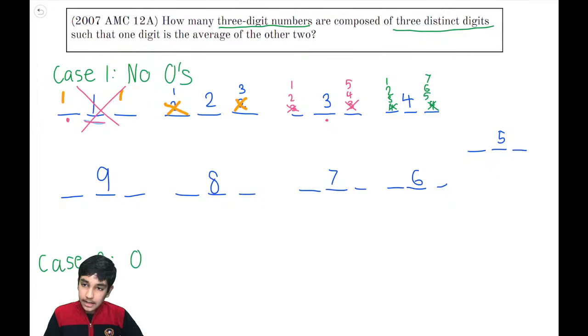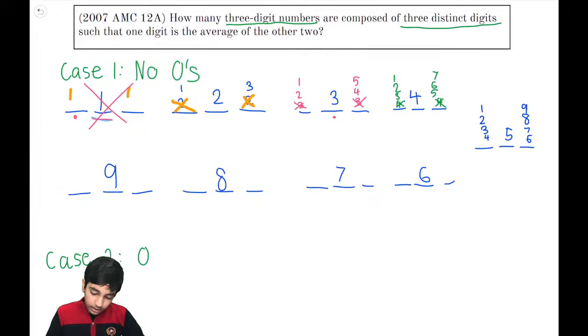And now for this next case here, we can see that if 5 is in the middle, the sum of the first and the third digits has to be 10. And that would mean that we have 1 and 9, 2 and 8, 3 and 7, 4 and 6, or 5 and 5. 5 and 5 doesn't work, since that would mean all 3 digits would be the same. So overall, we have those cases there.